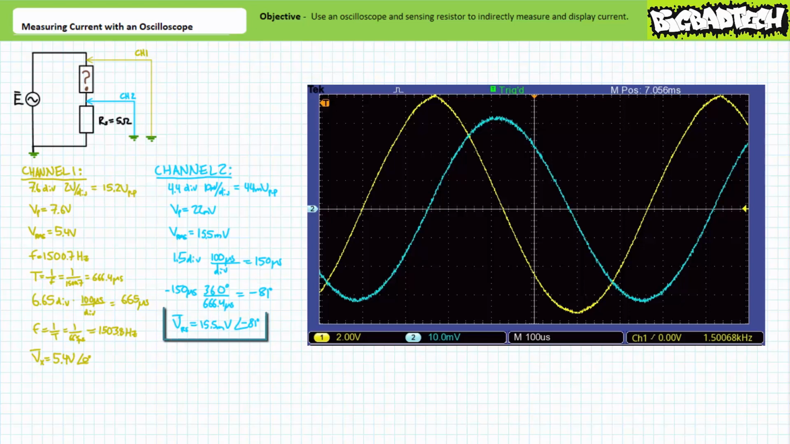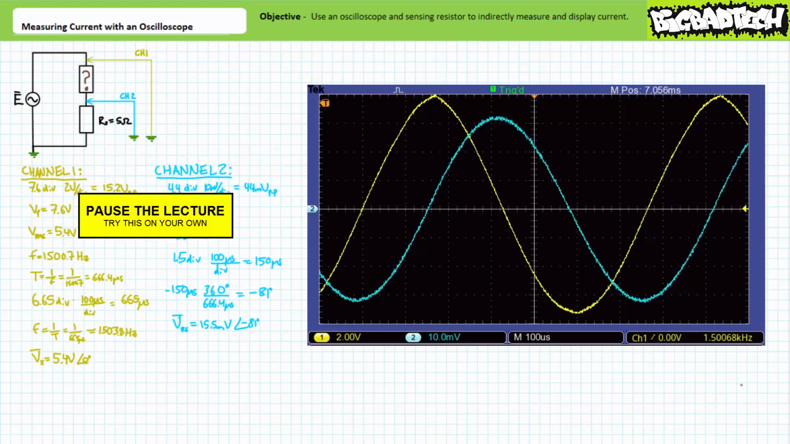However, we are clearly favoring the inductive end of the spectrum. Given the above information, if we were to represent the voltage across the sensing resistor displayed on channel 2 as a phasor equivalent, it would be equal to 15.5 millivolts at an angle of negative 81 degrees. Now, given channel 2 is in actuality the voltage drop across a 5 ohm sensing resistor, see if you can use Ohm's law to determine the current through it as a phasor equivalent. By all means, pause the lecture and try this on your own. If you're tracking, you should have arrived at the following result.